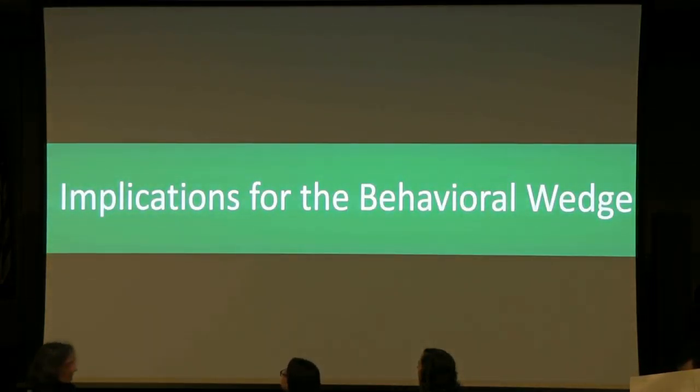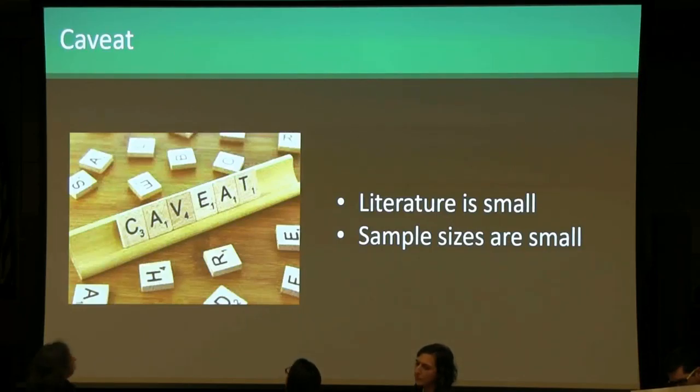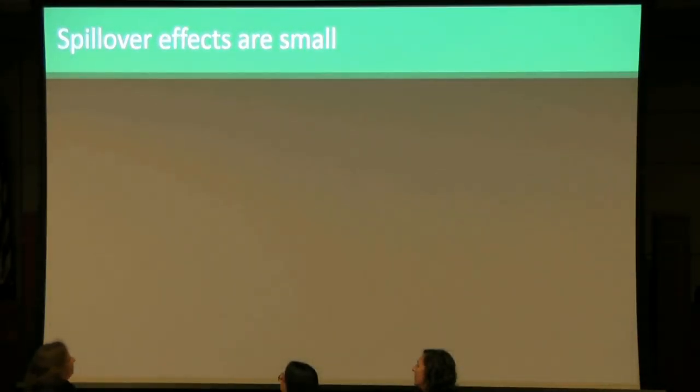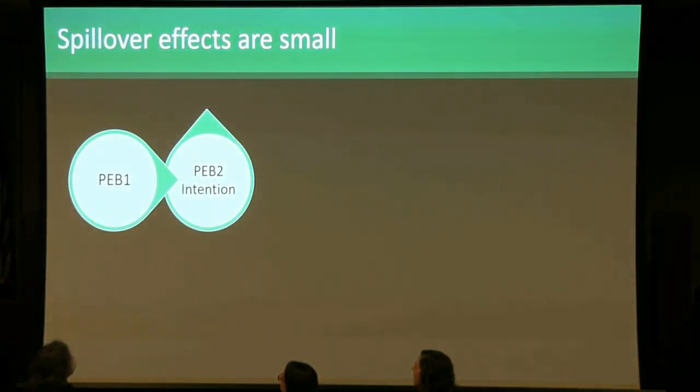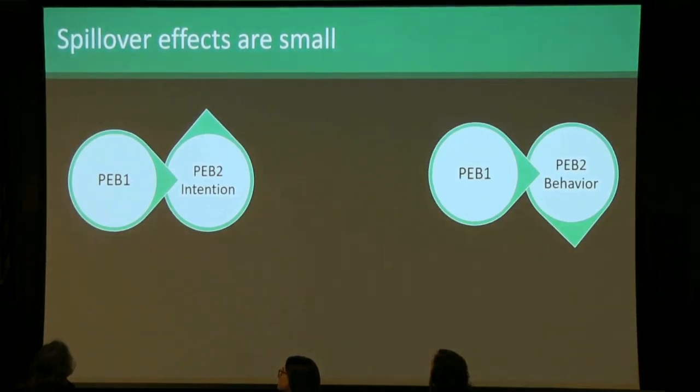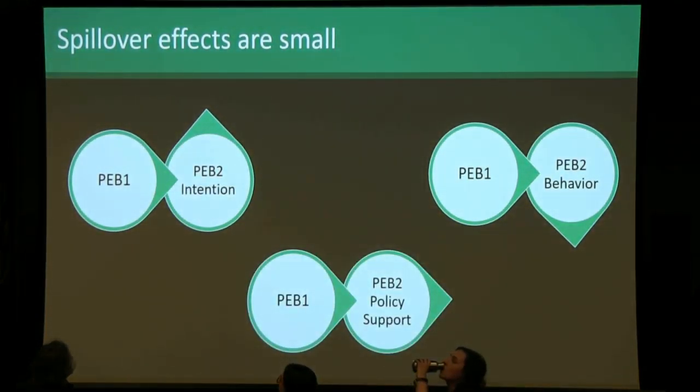Okay, so what does this all mean for the behavioral wedge? Well, I want to start with a caveat. The literature is small. As I said, we had 77 effect sizes from 25 studies, and the sample sizes among those are small too. So even the individual studies themselves we've been using for this meta-analysis are underpowered, and that's sort of a problem with the literature in this area. Many studies are underpowered. So we know we find some evidence of spillover, but the effects are small. So we see some evidence for positive spillover to intention, negative spillover to behavior, tiny, tiny effects, and no spillover to policy support.